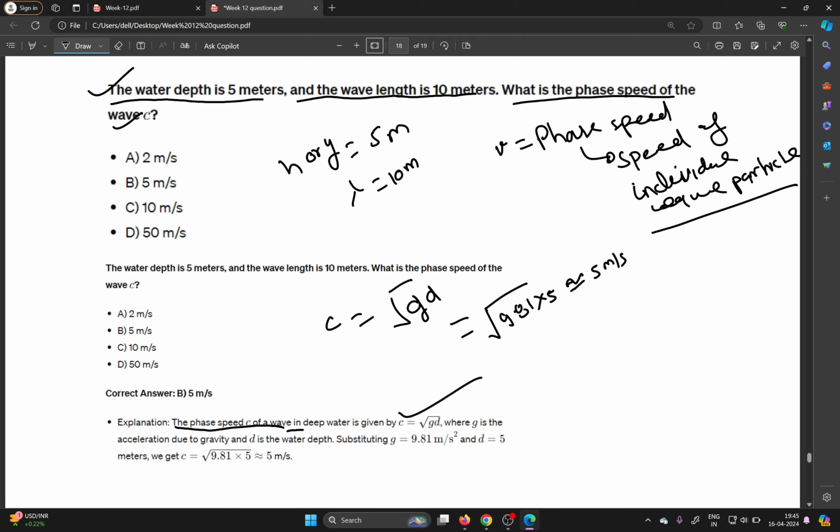How much will you get actually, let me calculate. 9.81 times 5 comes to 49.05. Definitely root under 49.05 will come to approximately 5 meters per second. Now moving ahead to the next question.